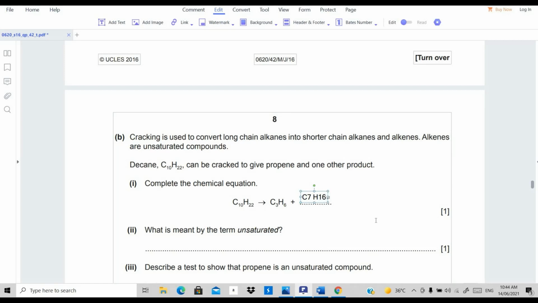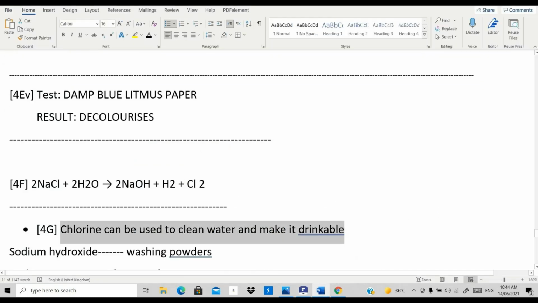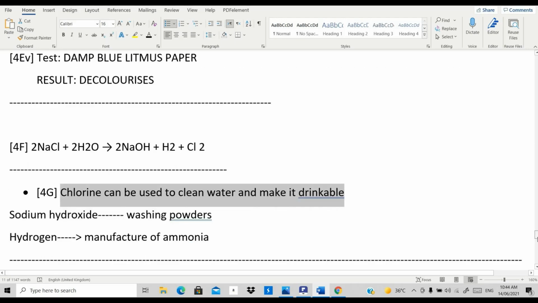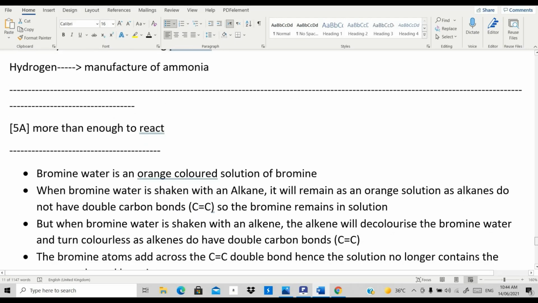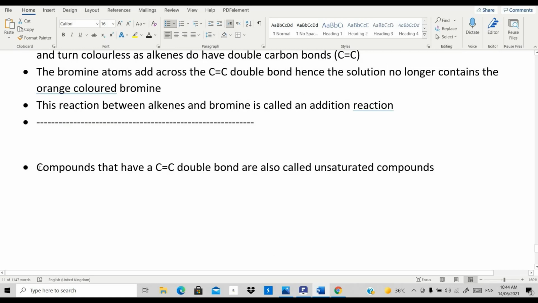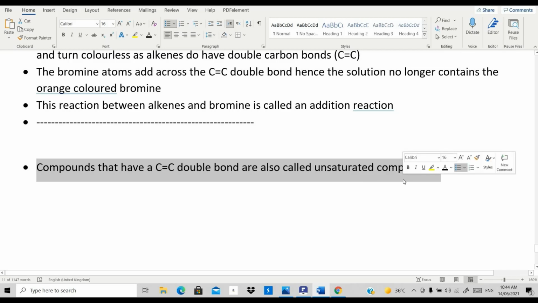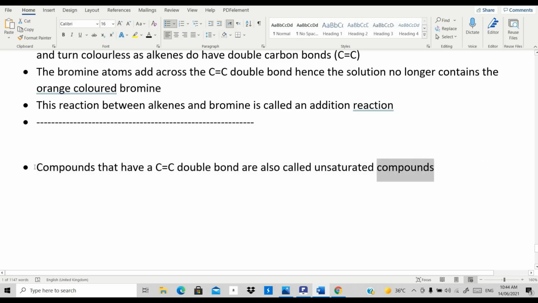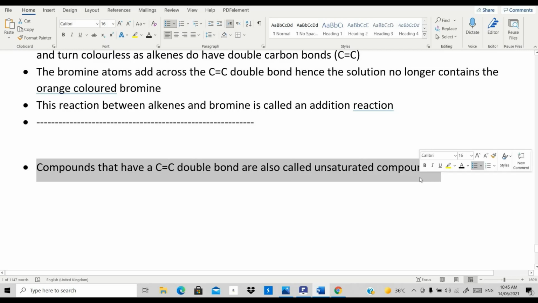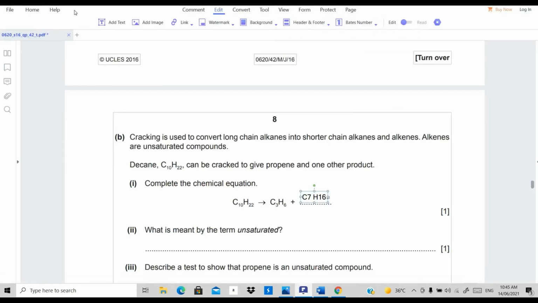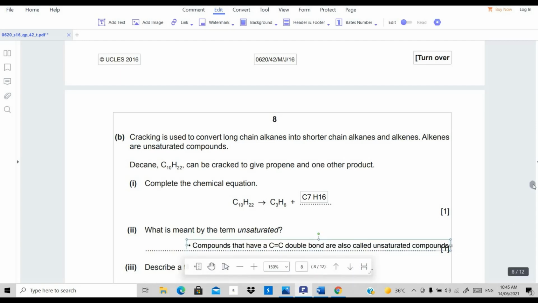I hope you're getting it. What is meant by the term unsaturated? This is a question from organic chemistry, from alkanes and alkenes. This is the answer to your question. Compounds that have a carbon-carbon double bond are called unsaturated compounds. Easy question, no calculation involved, not a complex question, a simple question. We can write the answer as it is: compounds that have a carbon-carbon double bond are called unsaturated compounds.